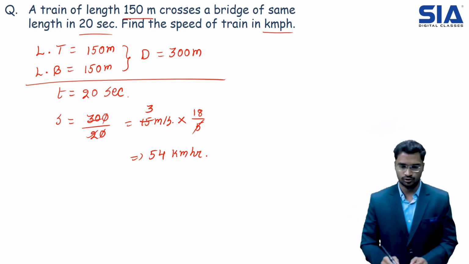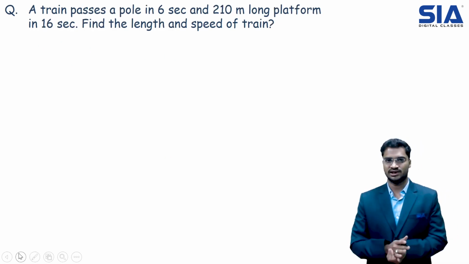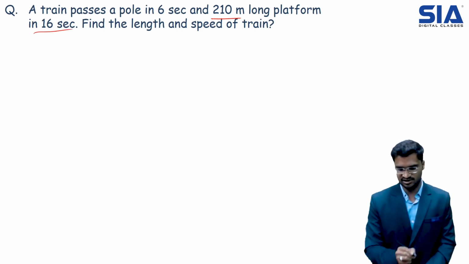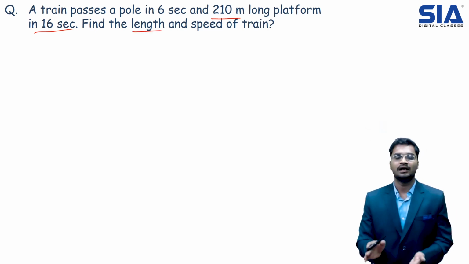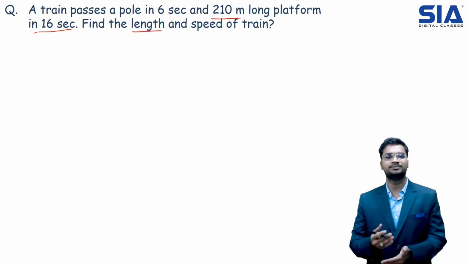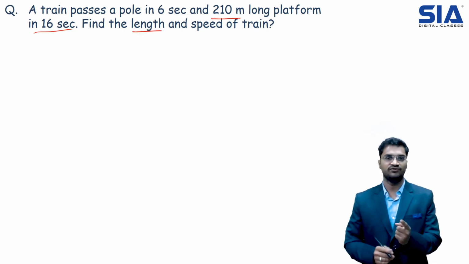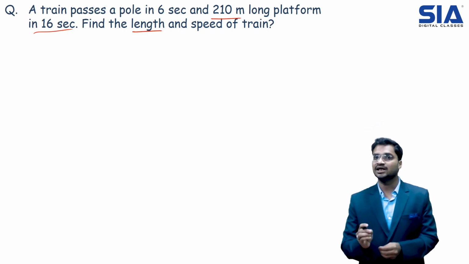Now coming to the next question, which says a train passes a pole in 6 seconds and 210 meters long platform in 16 seconds. Find the length of the train and speed of the train. We have to find the length of the train and also the speed of the train. So basically this question can be solved in two ways. The first way is a basic method and the second way is a little basic understanding and a tricky approach.